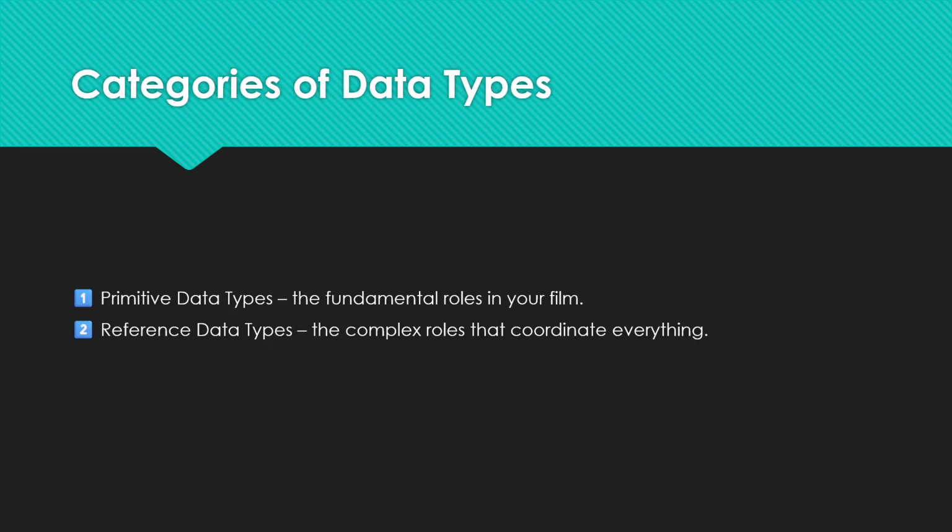There are two categories of data types in Java. Primitive data types: these are the simple basic roles, like the main actors of our film. Reference data types: these are more complex, like the directors, extras and the entire production team that manage everything. We will go through each of them with examples.